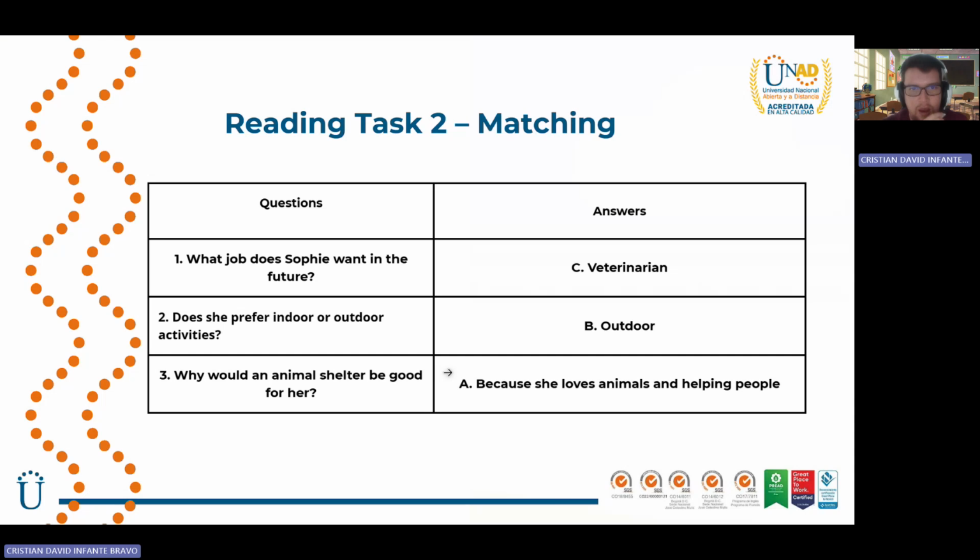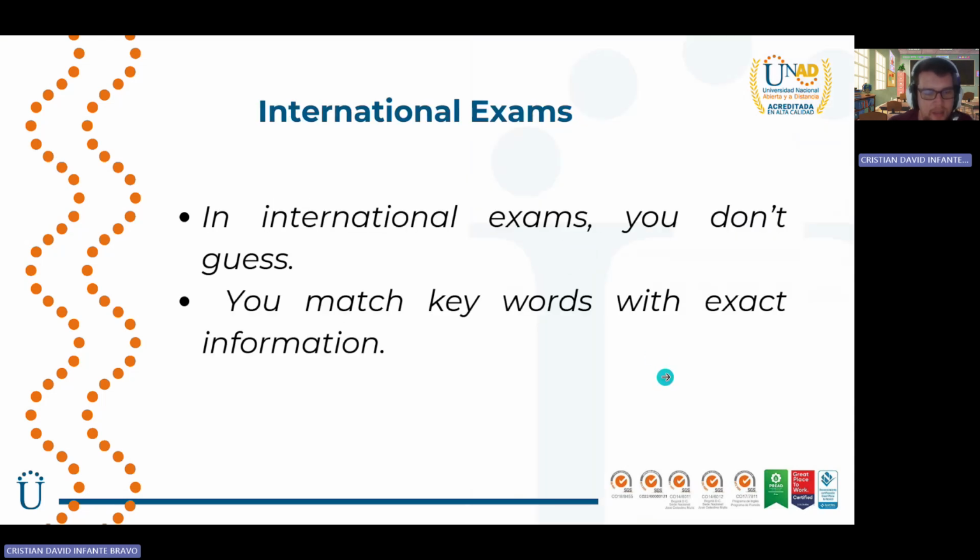Then we have the reading text to matching. Here, if you see it, I read these questions. What job does Sophie want in the future? Answer: veterinarian. B. Outdoor. A. Because A or B or C. Does she prefer indoor or outdoor activities? Why would an animal shelter be good for her? Okay. Then I can explain this to my students.